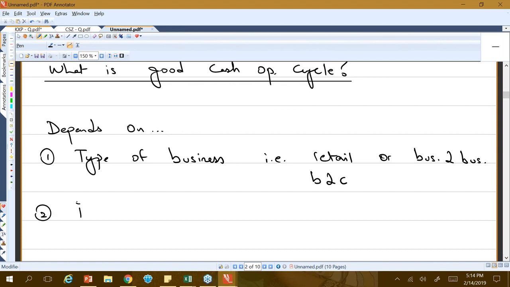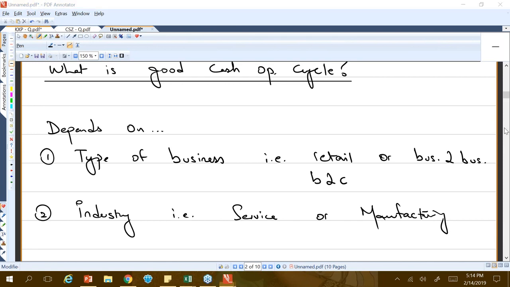Number two, what is your industry? Are you a service-based industry or a manufacturing-based industry? Because if you are a service-based industry, then you are not having any inventory, and you are not creating the opportunity of having payables or a lot of receivables, because it's mostly cash-based. And if you're a manufacturing industry, then there are payable days, inventory days, and receivable days. So all these are things which impact a cash operating cycle.